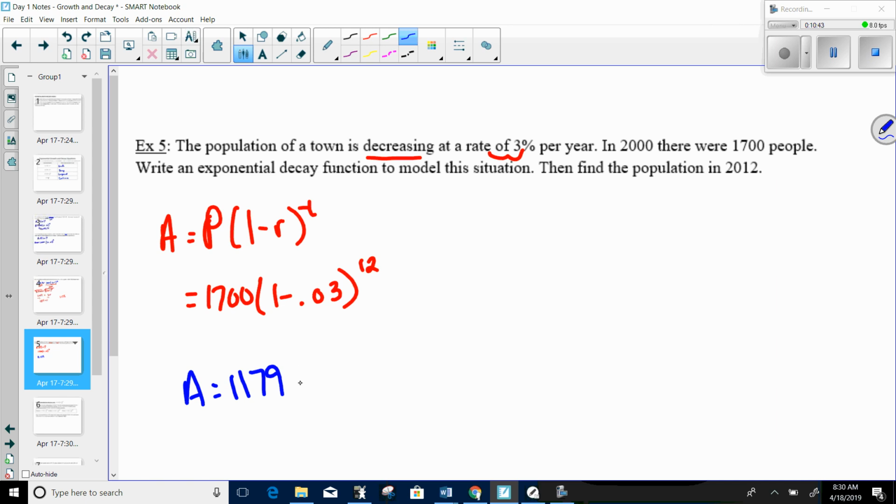And the reason that I would round to that is because we're looking at population. We're looking at people. We can't have half of a person. So we would just do 1,179.